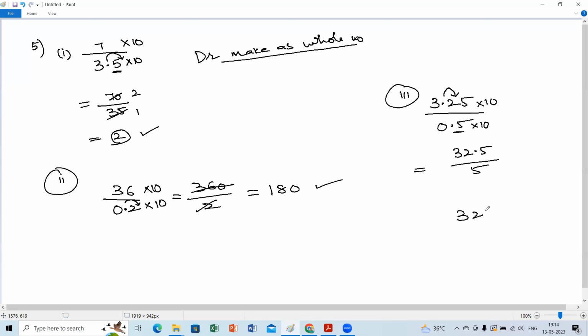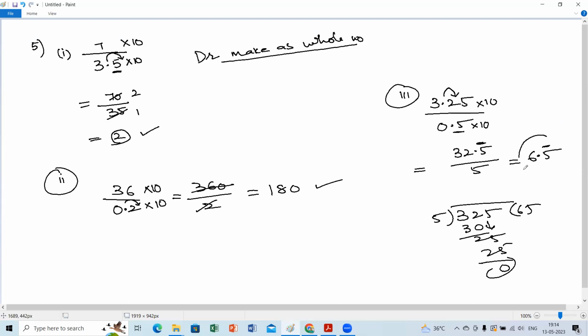Any number divided by a whole number, you can forget about the decimal point and do the normal division. 6 fives are 30 and 2 is left over. Bring down 5. 5 fives are 25. So 0. So the quotient is 65. But where I should place the decimal point is more important. Here, how many places are there? One place. That should be matched, so 6.5.